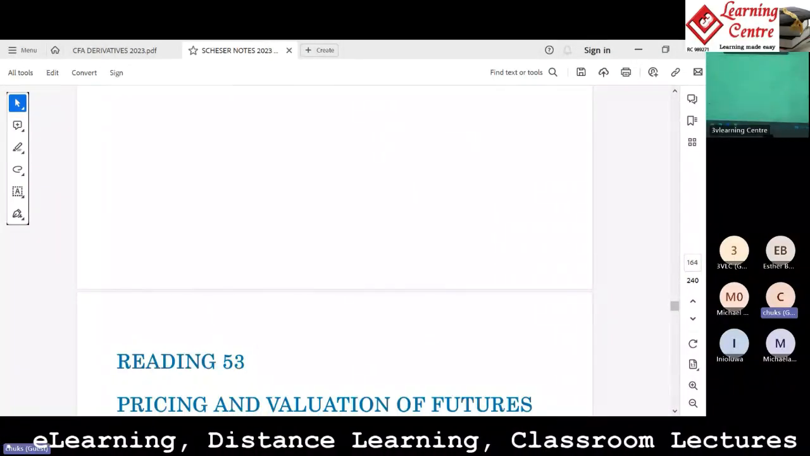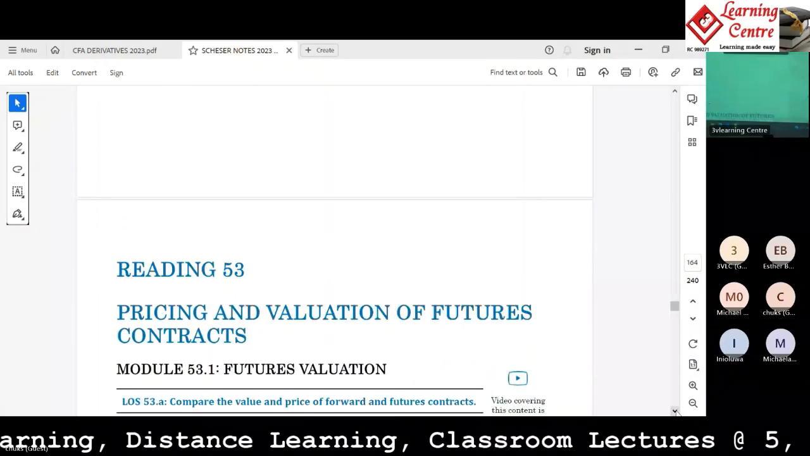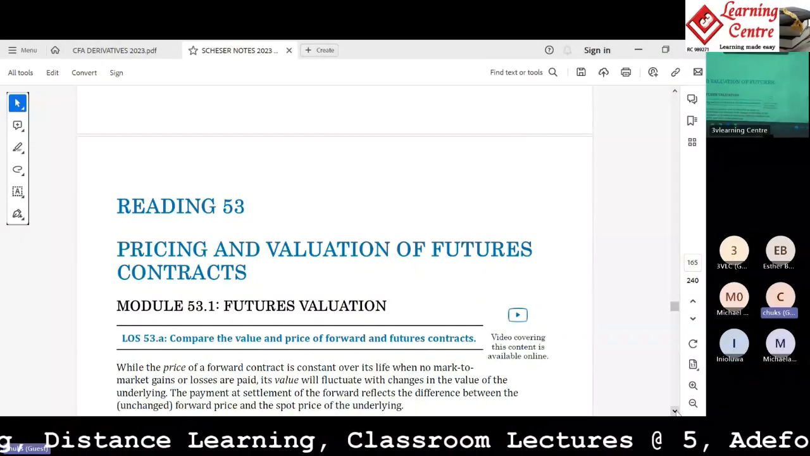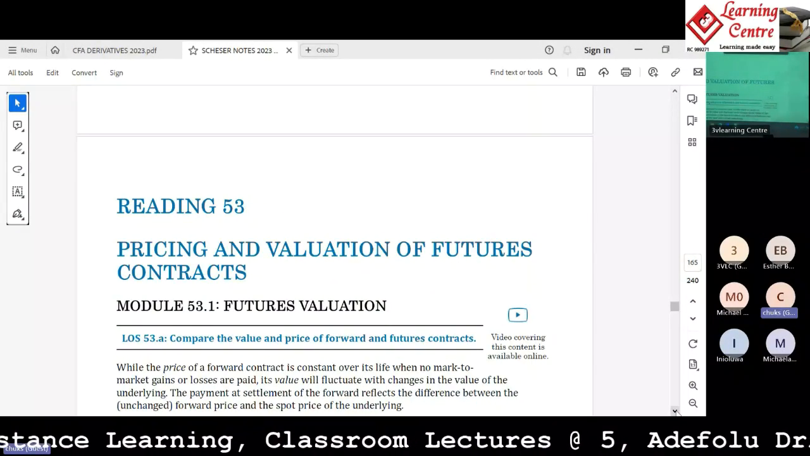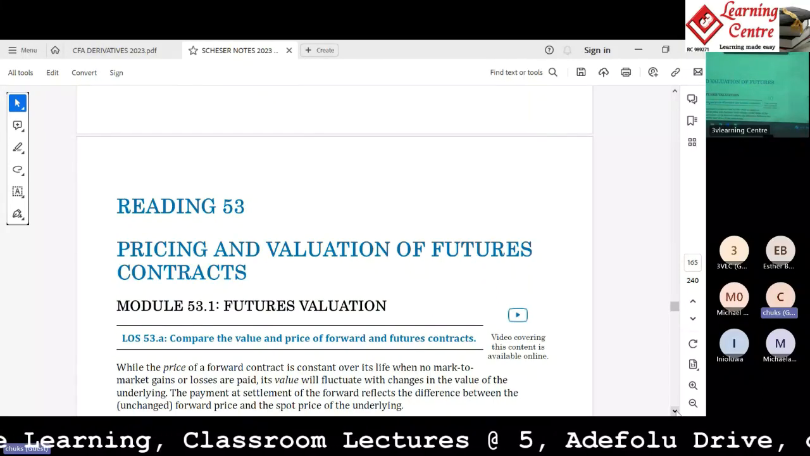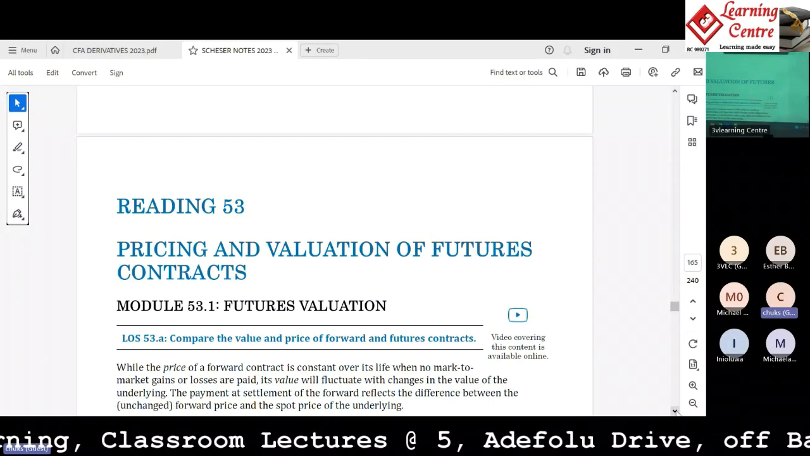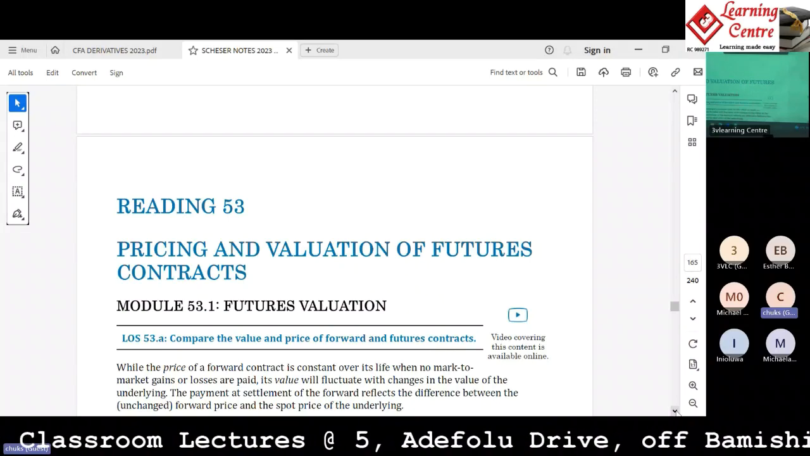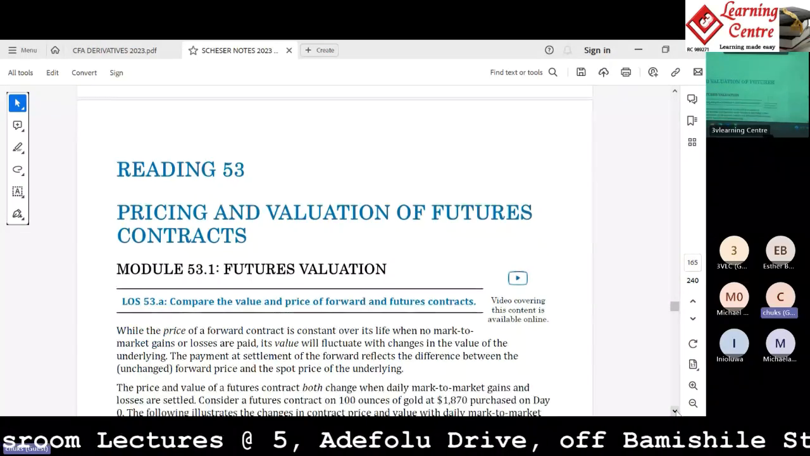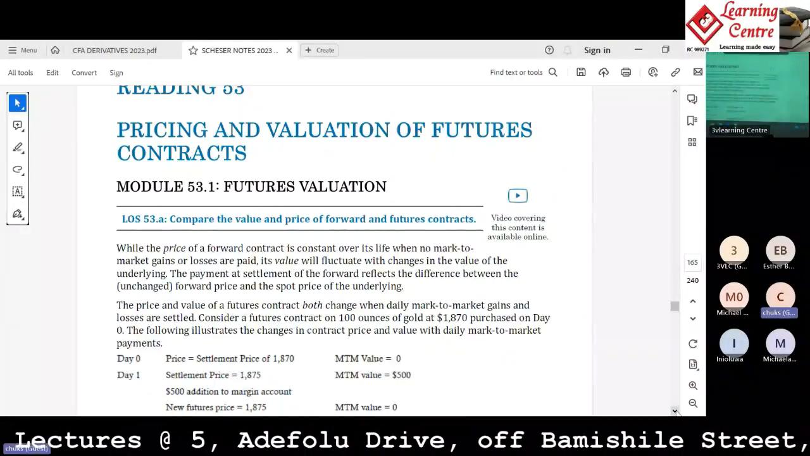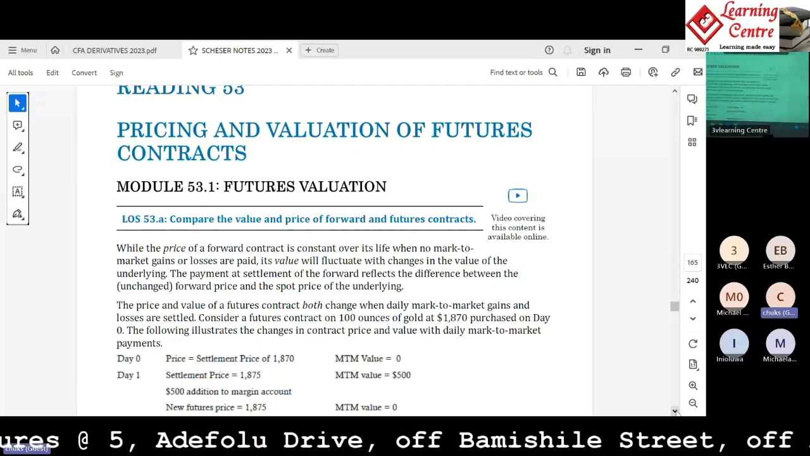So I move again. Like I said, I think they just wanted to expand these derivatives so it will look as if there are many readings. Many of these things should just be topics in one reading because we've spoken about them before. So now we're looking at futures contracts.